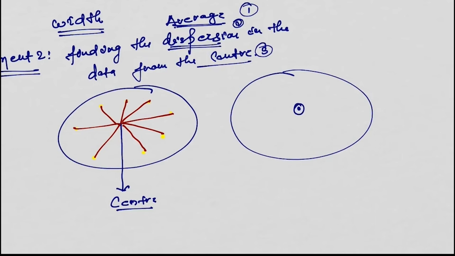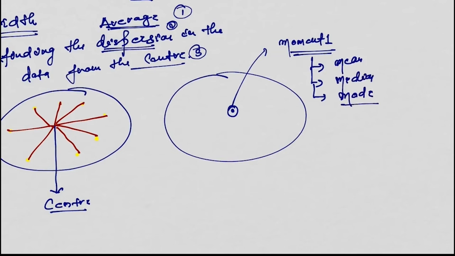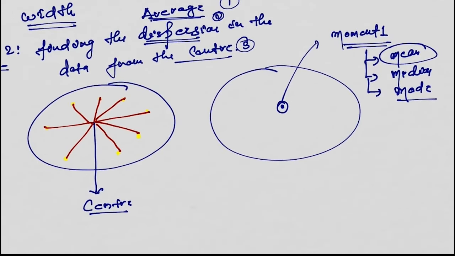And we have already done a lot of discussion about finding the center, which was moment one. In moment one, we discussed that there are three different methods to find the center of the data, which is mean, median, and mode. So the first step is to find the center of the data. Assume you're taking mean as the center of the data because it is BLUE, best estimator. The next point is finding the data points, and actually finding the distance from the center, how far they are from the center.